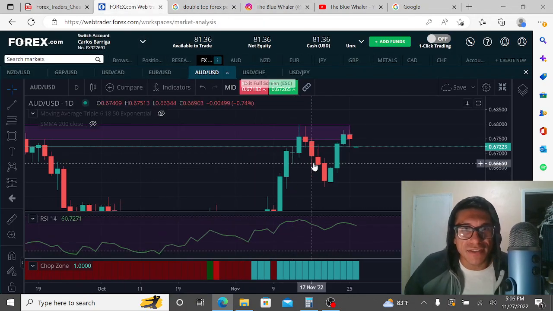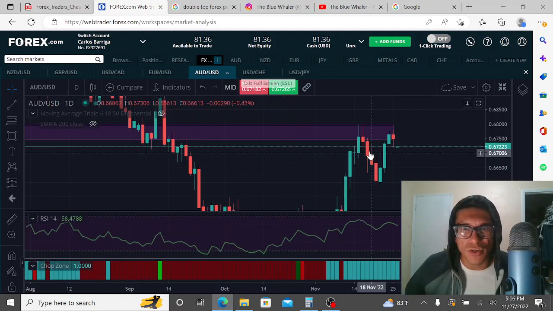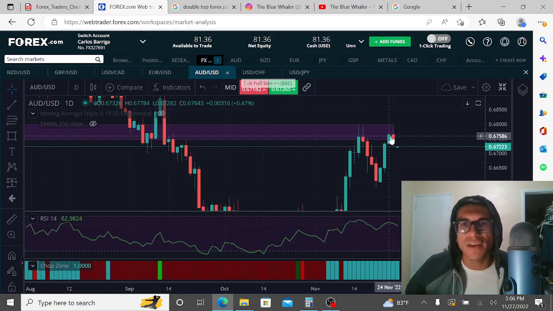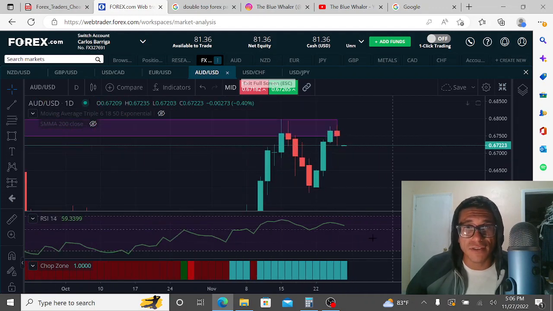Now in this case, we saw that it's been tested multiple times, so we know at this area of price action, there are more sellers than buyers. And I have a second confluence here.